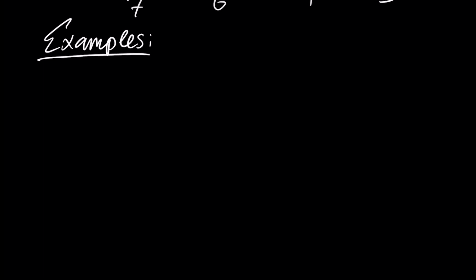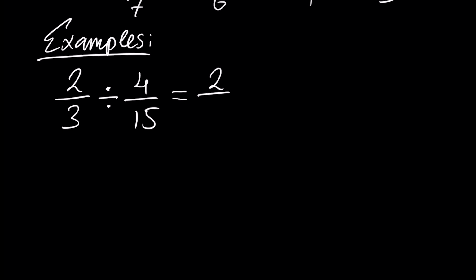Assume 2 over 3 divided by 4 over 15. To perform this division, we multiply our 2 over 3 by the reciprocal of our fraction, which is 15 over 4. And as we already learned previously, just perform multiplication.